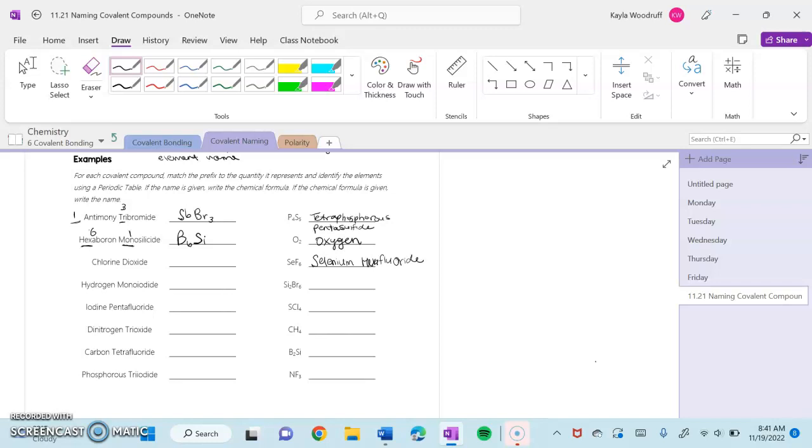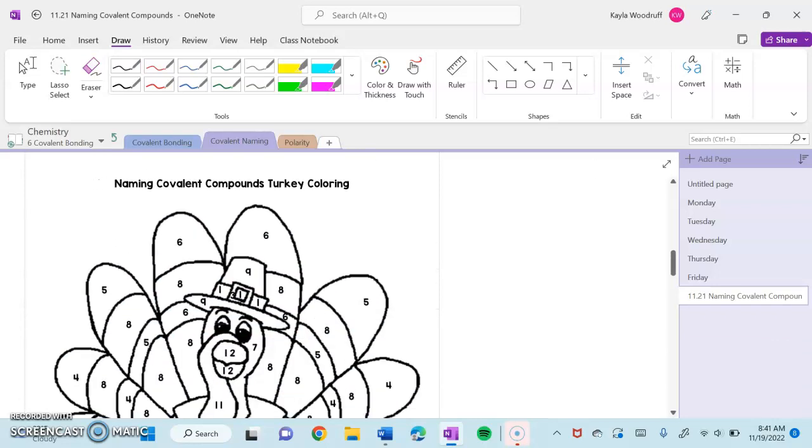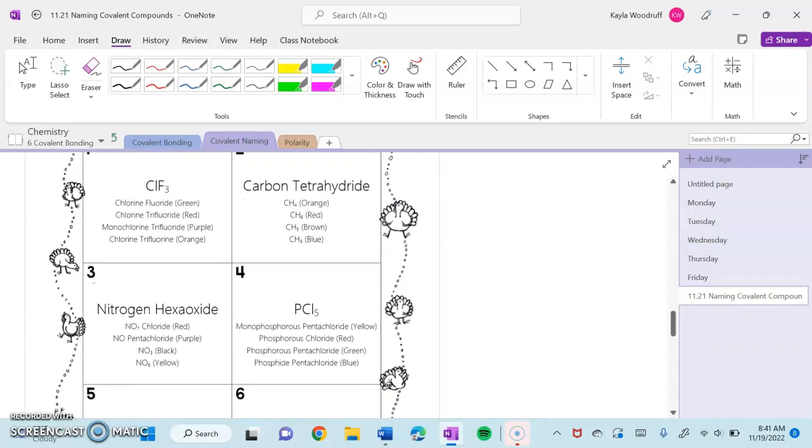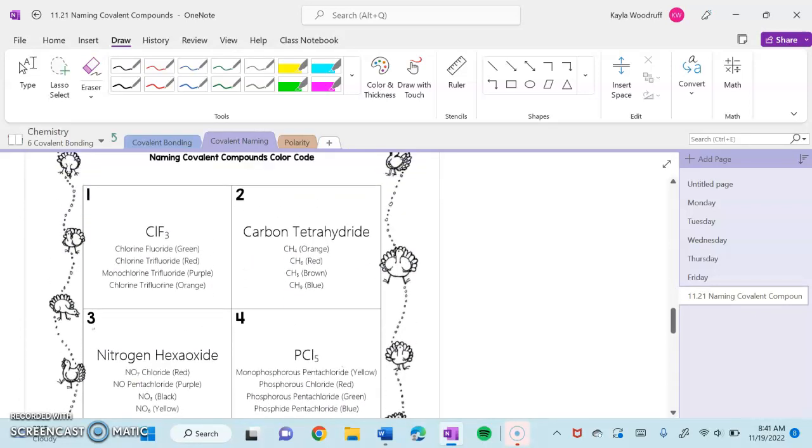Beautiful. So you finish these. And then you will do your turkey coloring. So you have a color code. The way this works is you'll look at the first one. This is ClF3. So you'll name this appropriately. It has some examples in here that are trying to confuse you. They're going to be all really, really close. So make sure you did it correctly before you start coloring. And then you can have at it, okay?